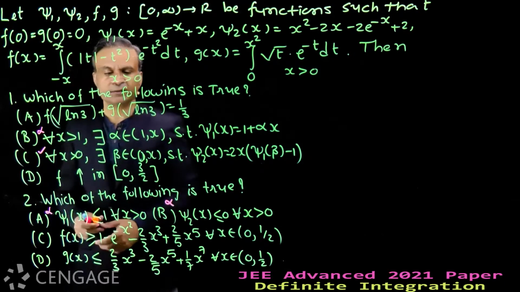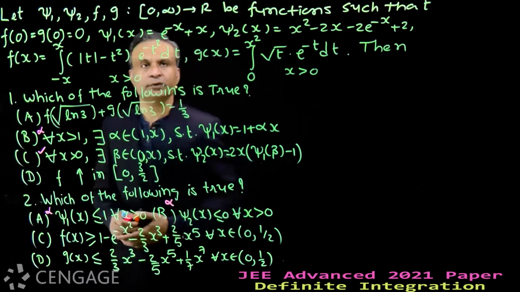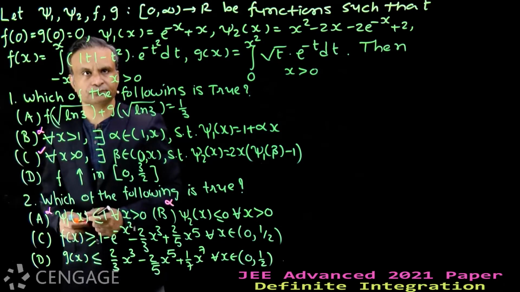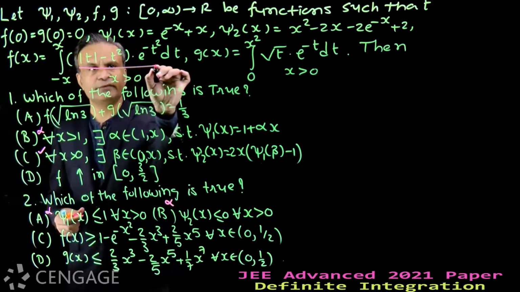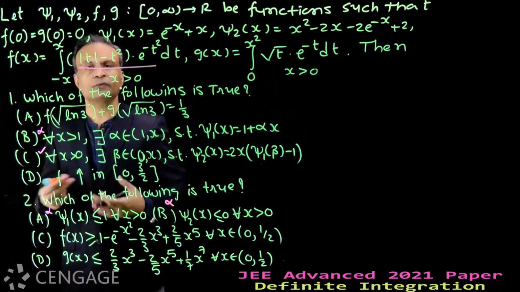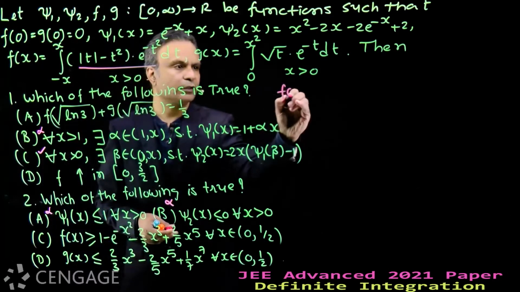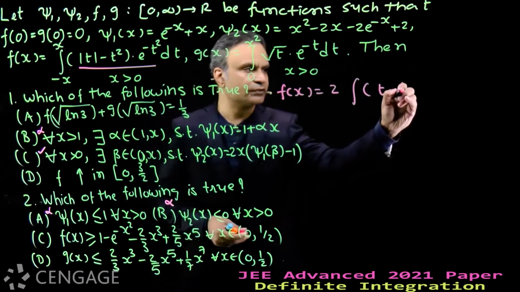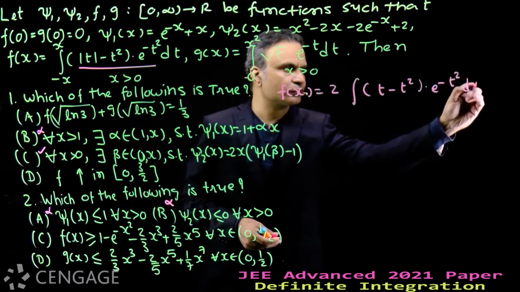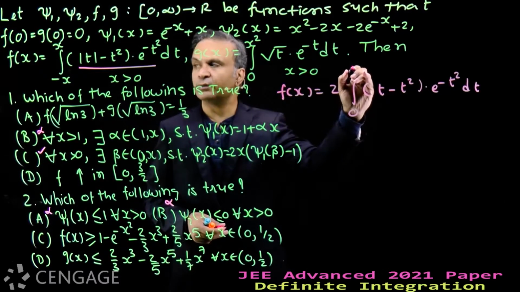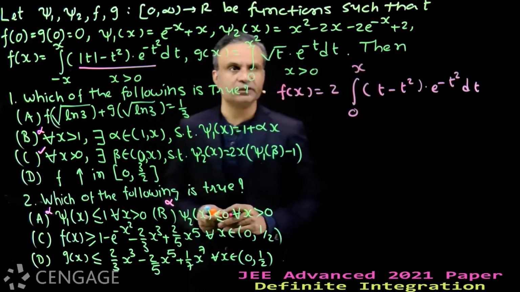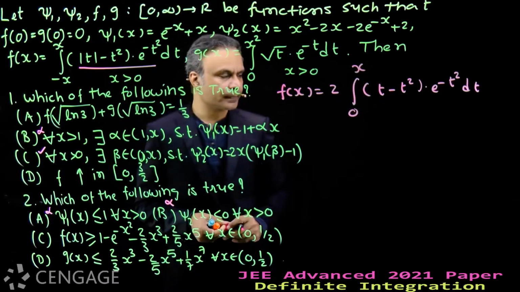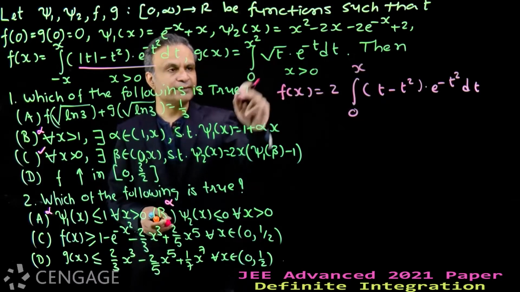Function f(x) increases in the closed interval 0 to 3/2. For that we need to find the derivative of f(x). Look at function f(x). Clearly this function is an even function. So using the properties of definite integrals, we have f(x) equal to 2 multiplied by the integral of (t minus t square) into e^(-t square), with lower limit 0 and upper limit x. Here x is greater than 0, so there is no need to put a modulus when you have these limits 0 to x. And function g(x) is this.